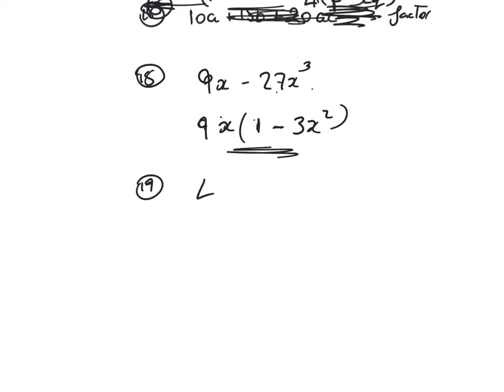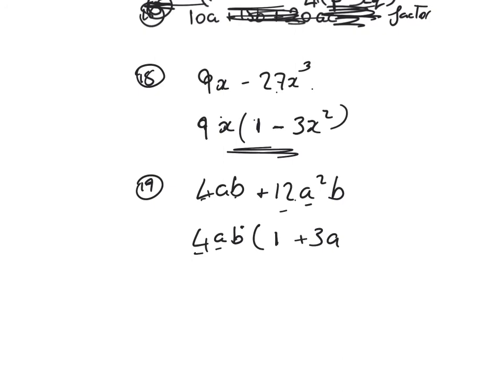Example 19: 4ab plus 12a squared b. Okay, from 4 and 12 I can take 4. What else is common? Well, from a and a squared I can take a common factor of a, and from b and b I can take b. Highest common factor is 4ab. 4ab times what gives me 4ab? That's 1. 4ab times what gives me 12a squared b? Well, 4 up to 12 is 3, a up to a squared is a, and b times what gives me b? Well, that's just 1, so that's 3a.